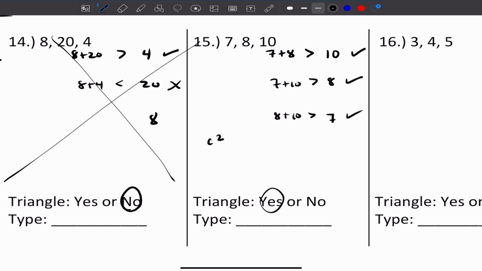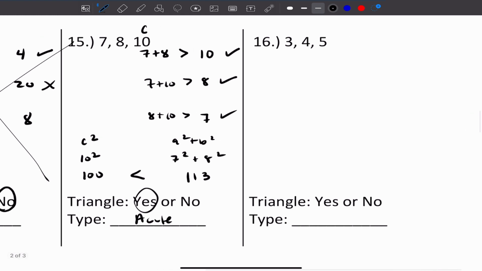So c squared blank a squared plus b squared. 10's the longest side, so 10 squared blank 7 squared plus 8 squared. 10 squared is 100, and then 7 squared plus 8 squared, if I put that in my calculator, that's going to be 113. Notice that 100 is less than 113, so this is an acute triangle.